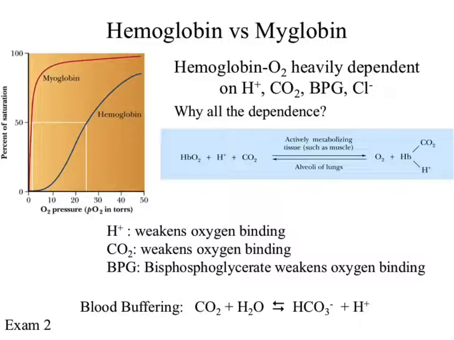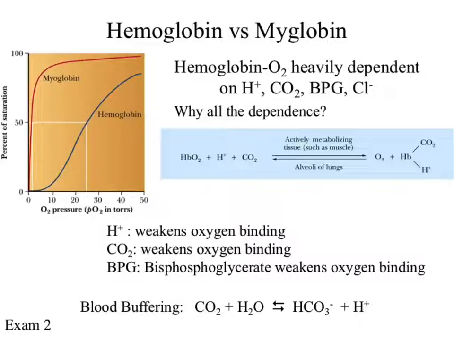Okay? So what happens with H+? Well, we got a cheat here. It weakens oxygen binding. Well, look at the reaction. We have hemoglobin bound to oxygen. What happens when I add H+? Well, hemoglobin is not bound to oxygen. There we go. Our equation tells us that.